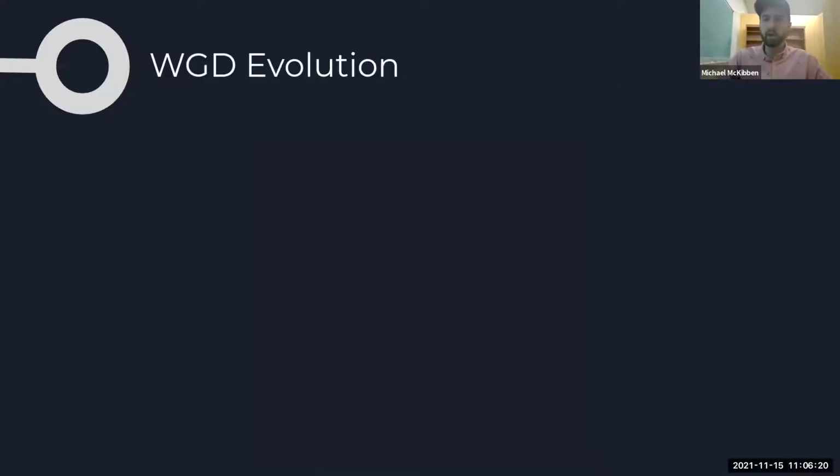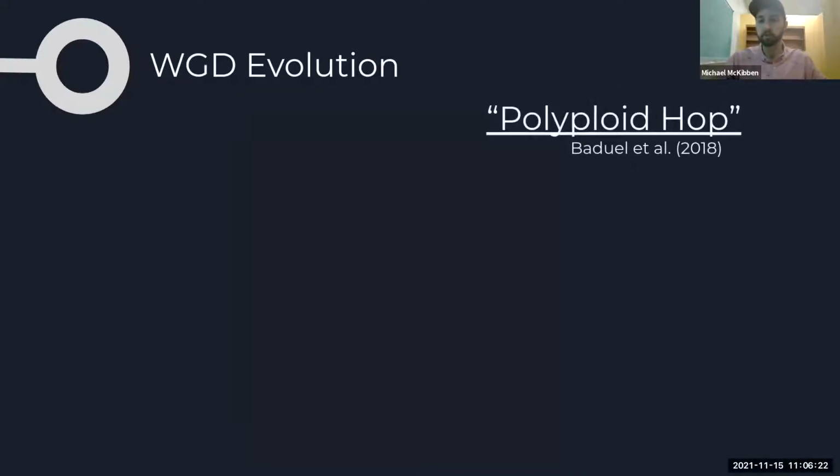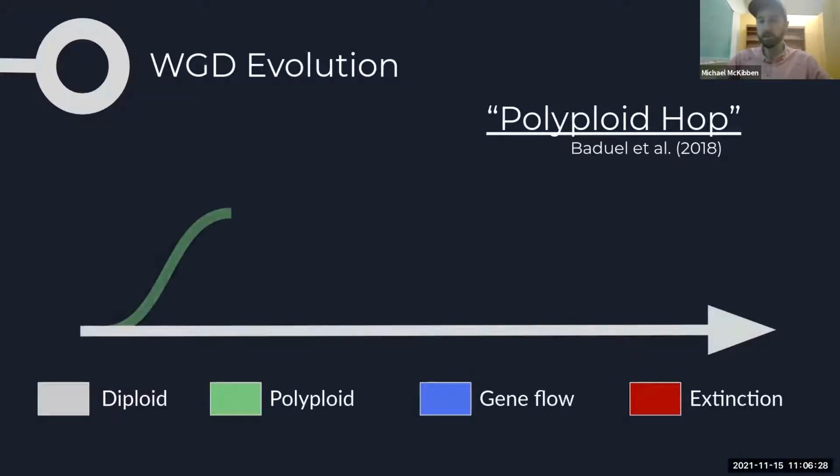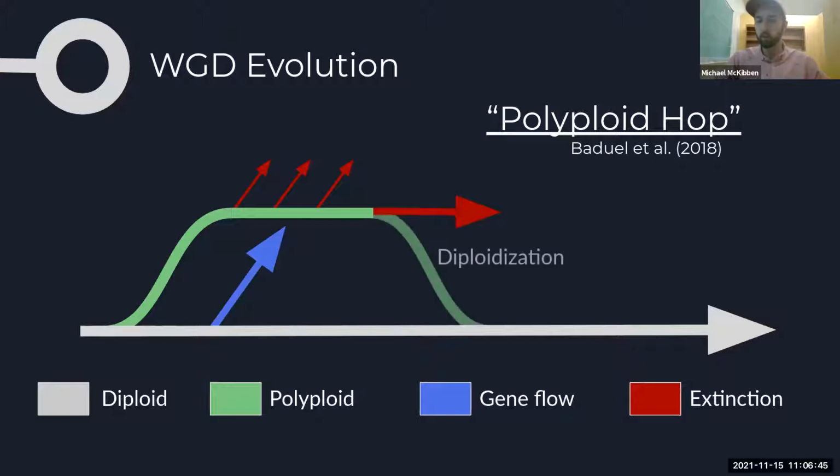A fun way to think about whole genome duplication evolution, I always like the term polyploid hop. Say we have a diploid lineage. Some members may experience a whole genome duplication and establish a polyploid branch. There may be gene flow between these branches over time, perhaps even local extinction events. For the majority of these branches, they may go extinct. However, the rare few will return to the diploid state through a process known as diploidization.